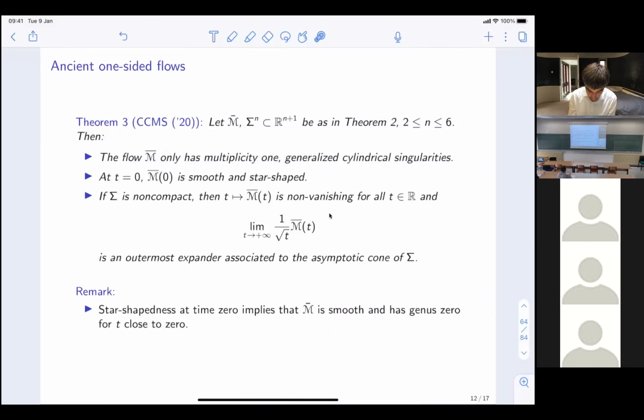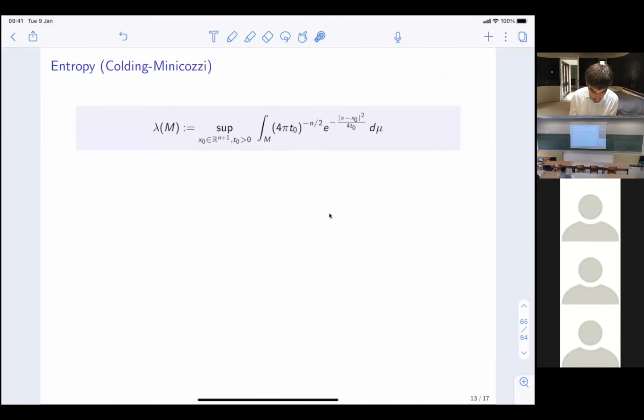Okay, so that's what I just said already. Here's a little bit about entropy. This is the quantity entropy that Colding-Minicozzi introduced. It's more or less the quantity from the Mantoulidis formula, where you're now allowed to take any possible future base point. You can think of this as the same thing as modding out the Mantoulidis formula by translations and scalings. Shifting time is the scaling change, and shifting the base point is a translation.